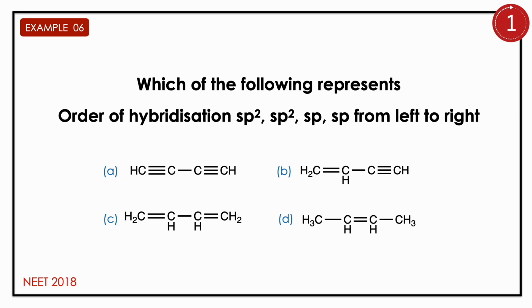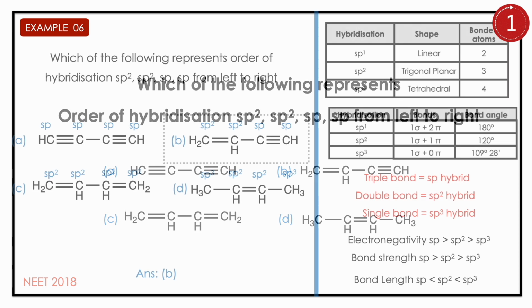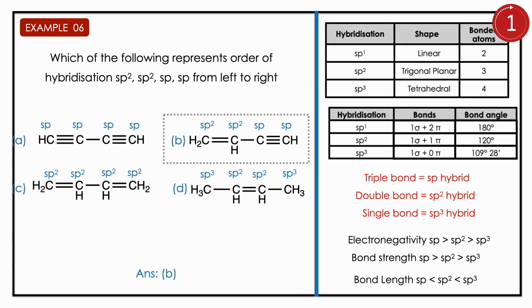Then the next example, here you have 4 compounds. You should know which compound represents the order of hybridization sp2, sp2, sp, sp from left to right. Here are 4 compounds as A, B, C, D. You should find the hybridization and solve the problem. Here the answer is straightforward. You should know the connected bonds in those 4 choices.